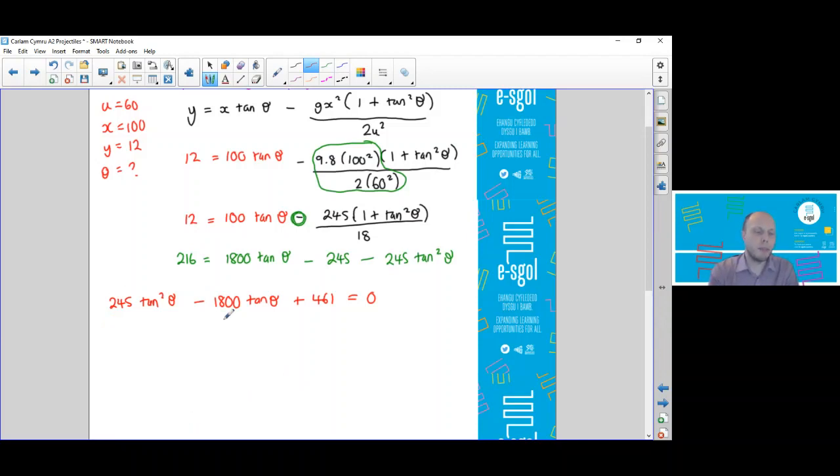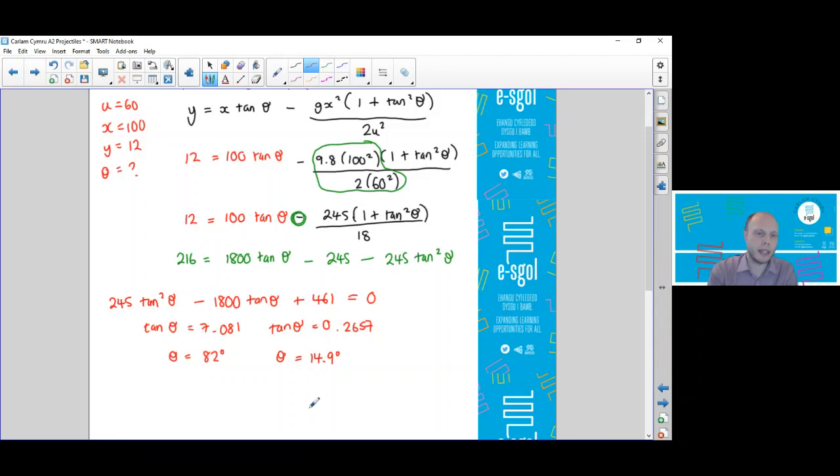Okay, A is 245, B is minus 1800, and C is 461. But what you'll be finding at the end of that is not x, it'll be tan theta. So if you put that into your calculator, the first value you get is 7.081, and the second value you get is 0.2657. Then you need to do tan minus 1 to get it back to theta. So this one comes out as 82 degrees, and this one comes out as 14.9 degrees.